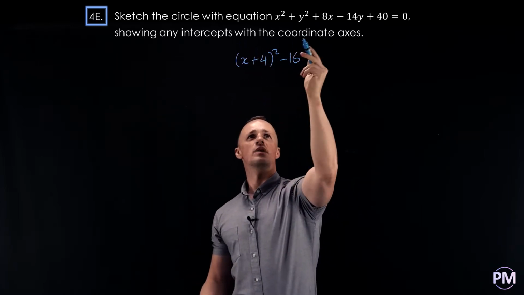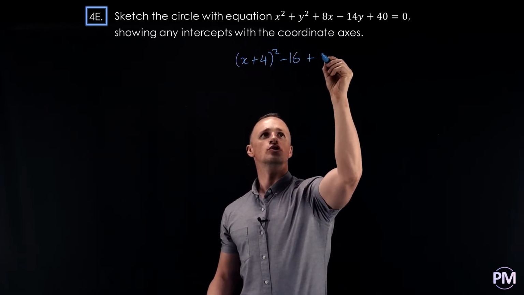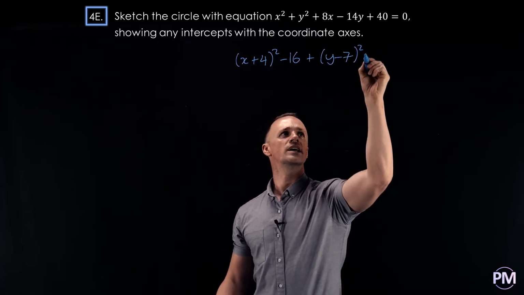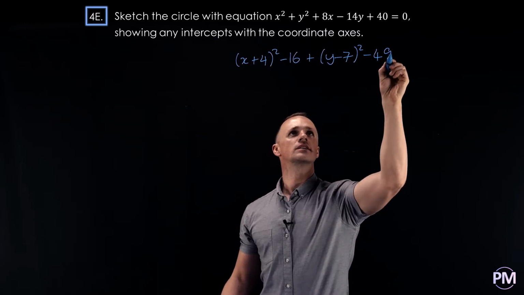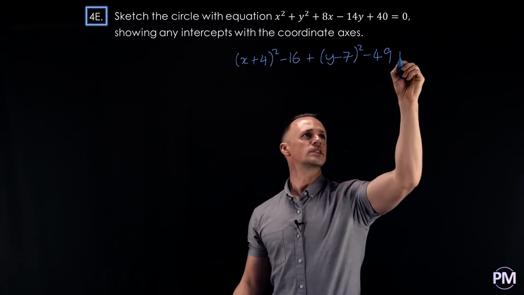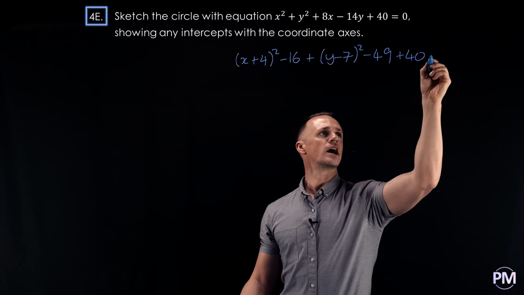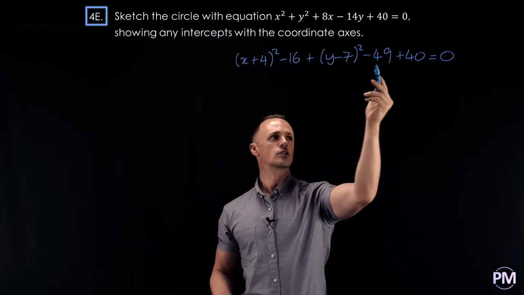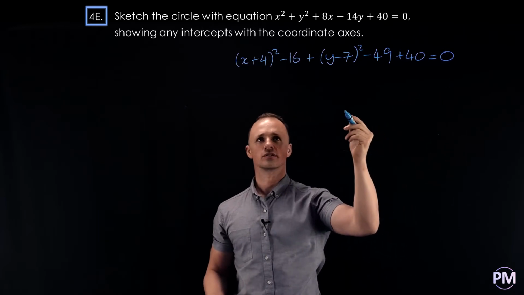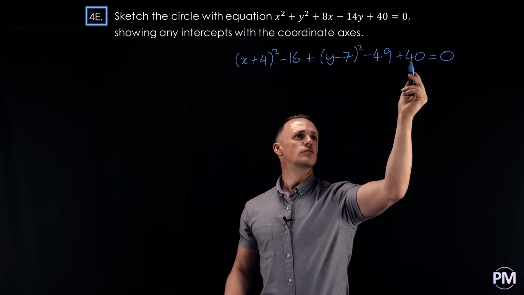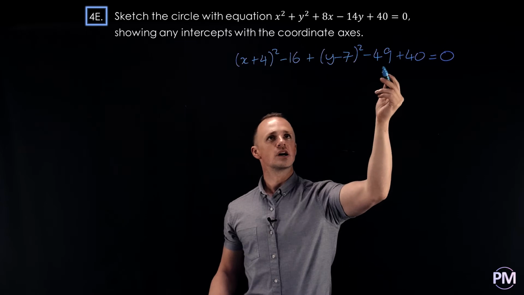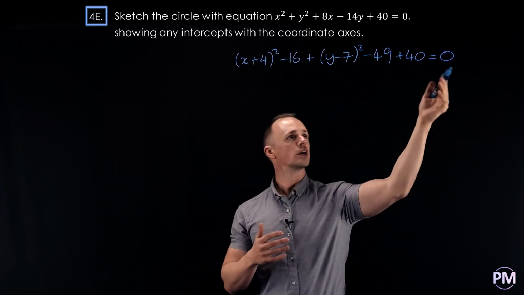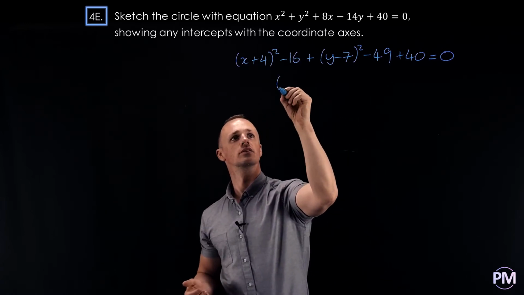I've got y squared minus 14y. That's just going to become y minus 7 all squared, subtract 49. I've got an extra plus 40 that I need, and that equals 0. Now that I've got that, I can collect the constants together and move them over to the other side. So if I've got 40 minus 49, that's minus 9, subtract 16, that gives me minus 25. So when I move it over, it'll be positive 25.